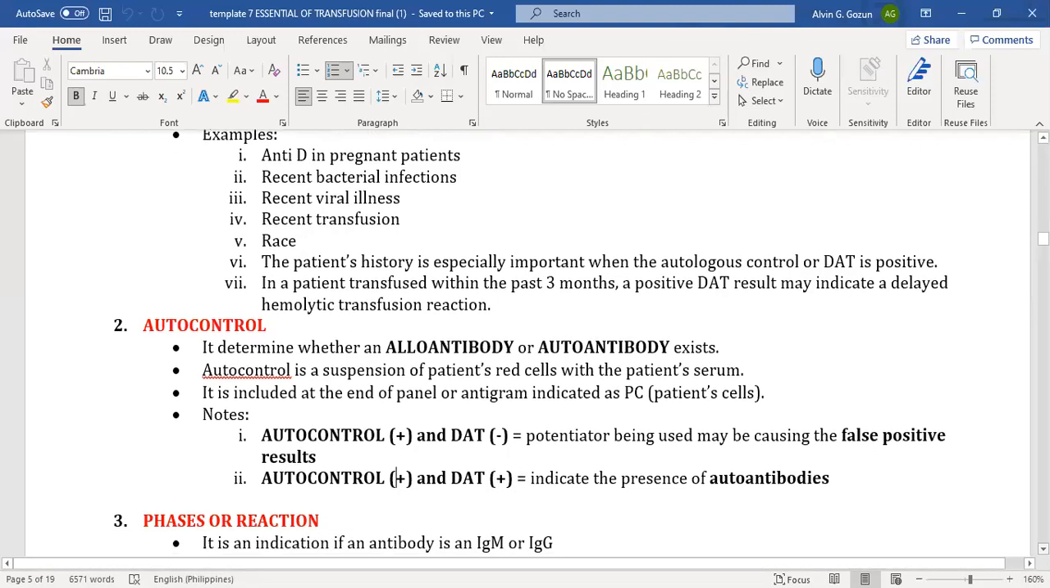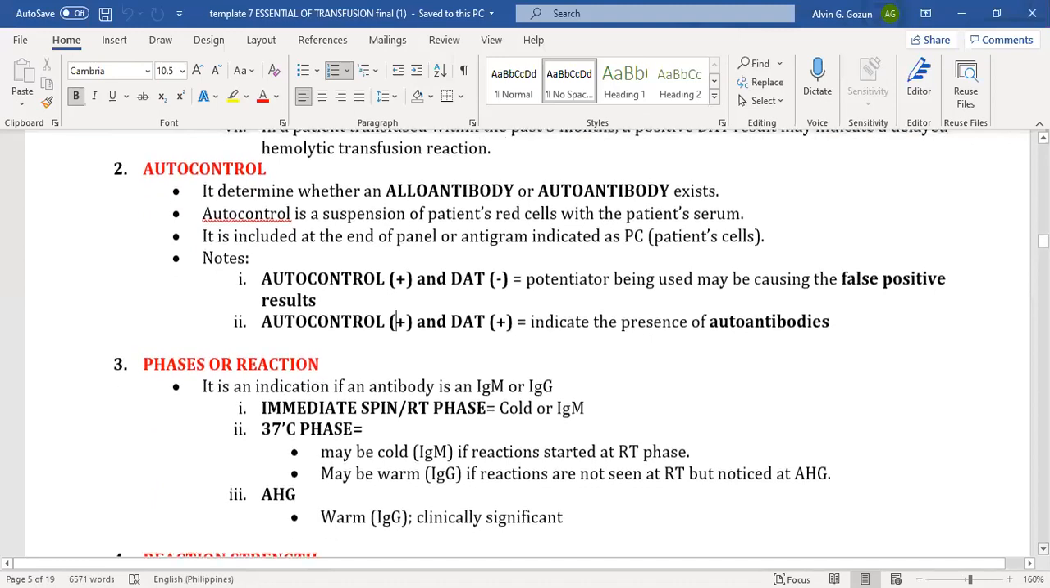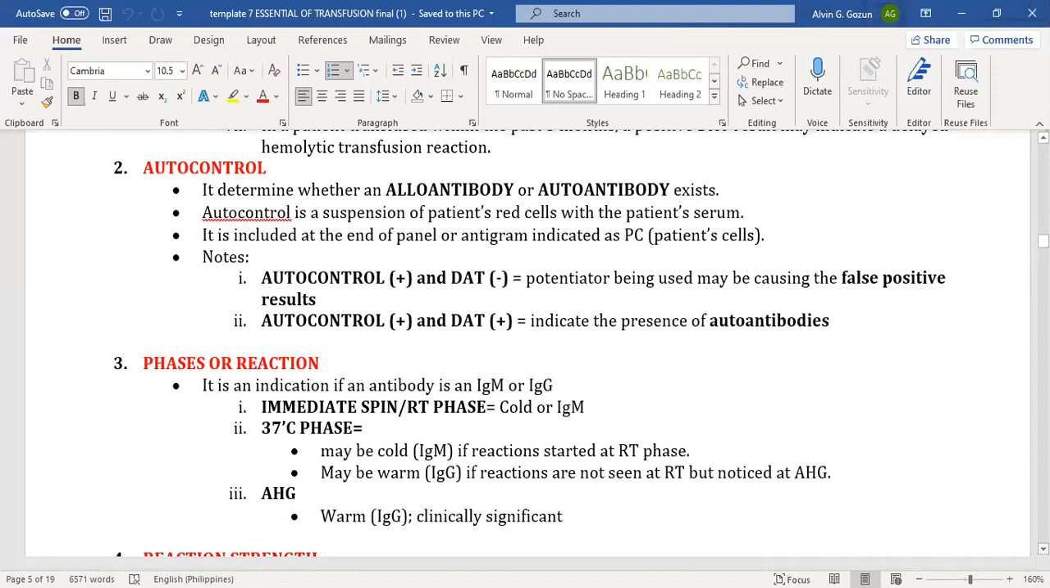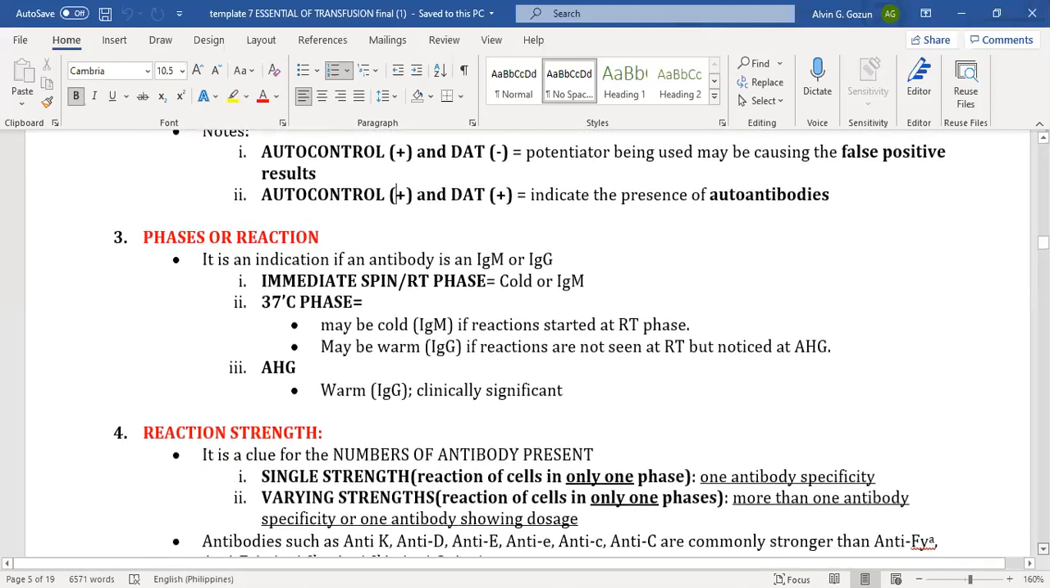Next, phases of reaction. So it is an indication if an antibody is an IgM or IgG. Na-discuss na din natin to sa first part nung lecture. So immediate spin or room temperature phase called antibodies or immunoglobulin M. 37 degrees Celsius phase may be called IgM if reaction started at room temperature phase, and may be warm IgG if reactions are not seen at room temperature but noticed at anti-human globulin. And on the anti-human globulin phase, they are warm antibodies or IgG, and these are considered clinically significant.